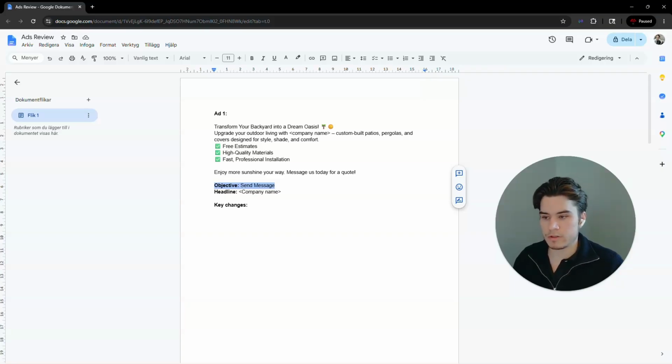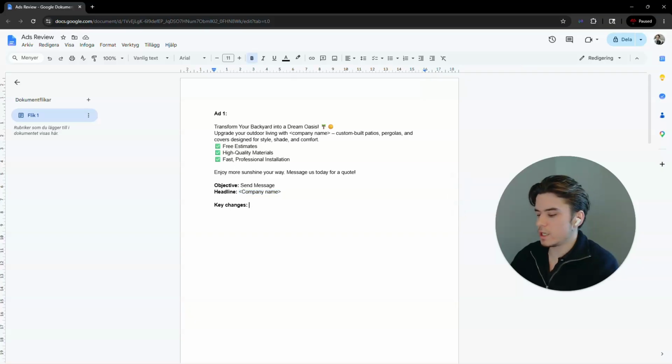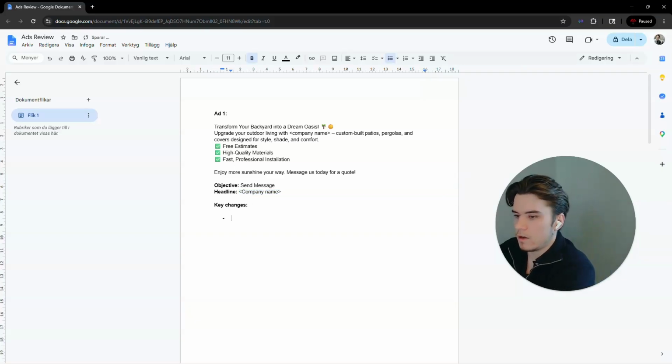Anything other than that would just be a complete waste of time and money. And their headline was just their company name, which again doesn't explain how this is beneficial for me. It's just the company name, but no one cares about that. So the key changes that I would make is we need to actually talk about the customer.